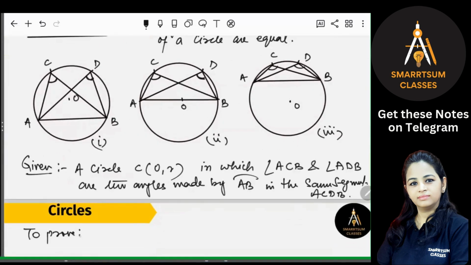Now what we have to prove? We have to prove here that angle ACB is equal to angle ADB. What we have to prove is that angles in the same segment of a circle are equal. So these are the angles within the same segment subtended by the arc AB, and we have to prove that these angles are equal.